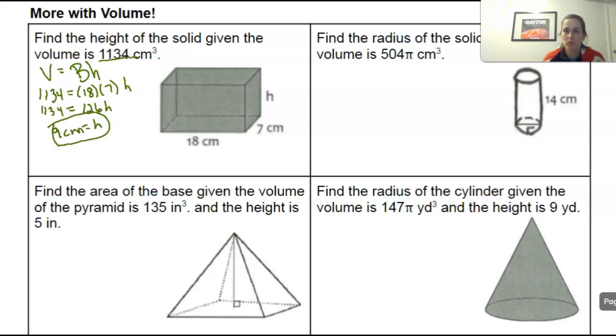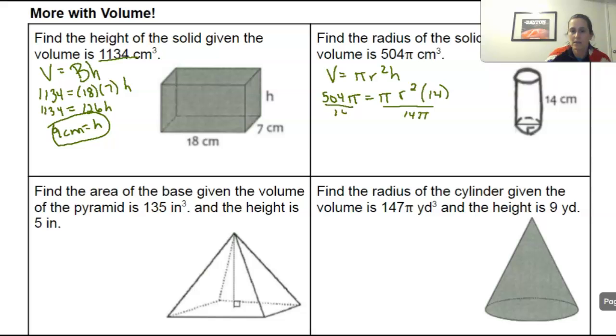In our second example, we're finding the radius of the solid given that the volume is 504 pi cubic centimeters. Well, this is the shape of a cylinder, and the formula for volume of a cylinder is pi r squared times your height. Again, we plug in the parts that we know, so the volume 504 pi is equal to pi. We don't know the radius, so we're going to leave r squared, but we do know the height is 14. So we can divide 14 pi on both sides.